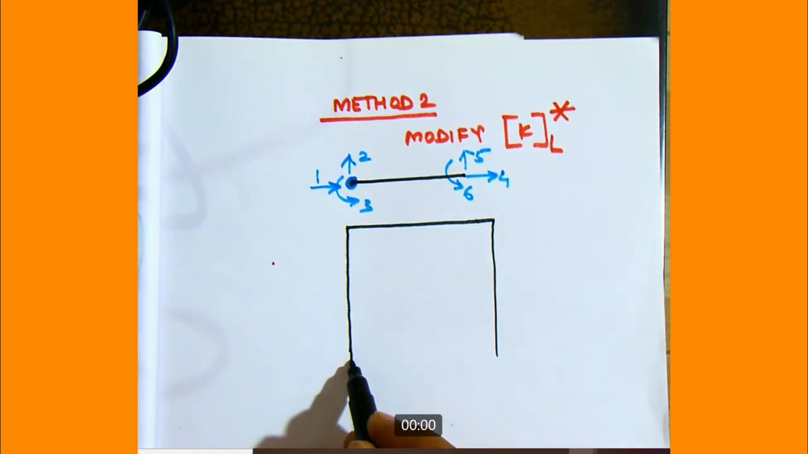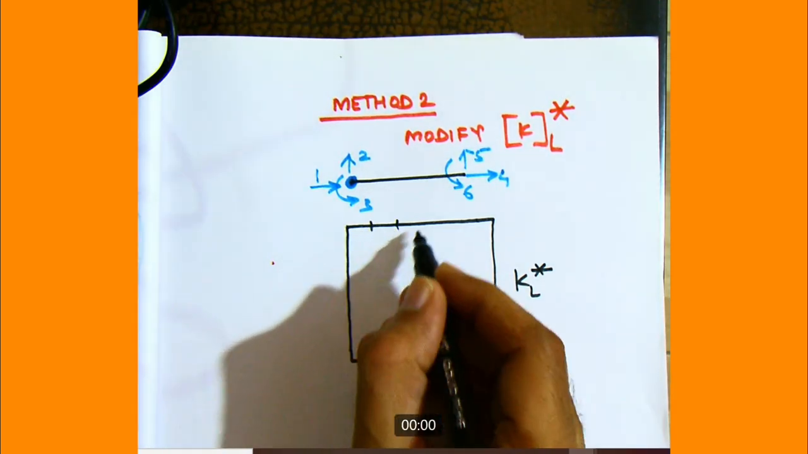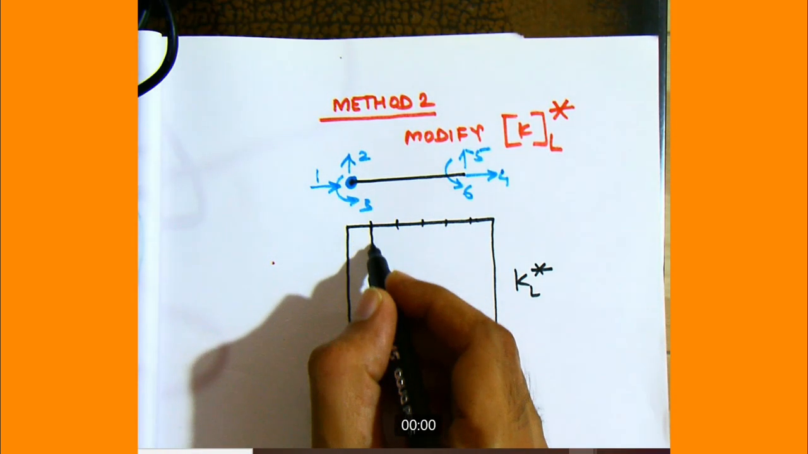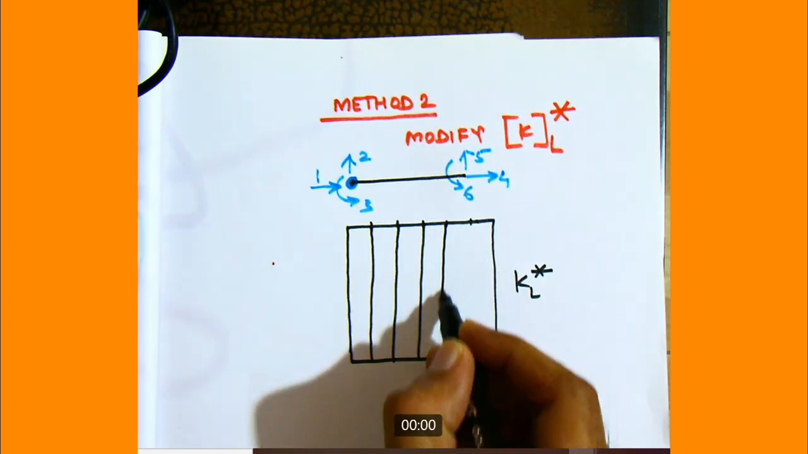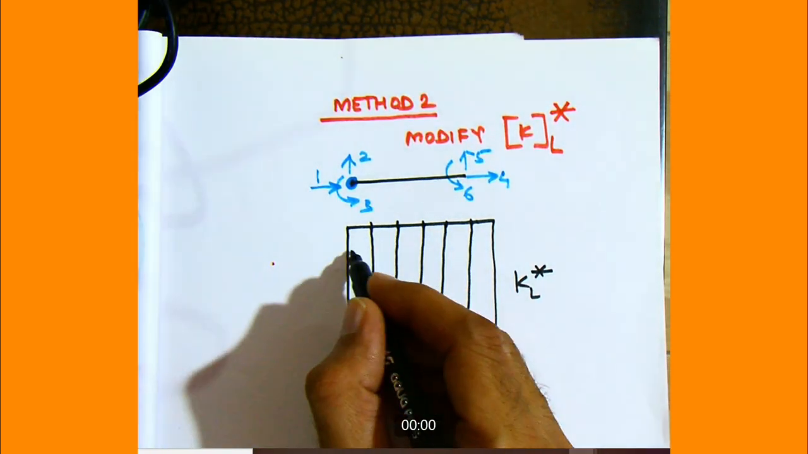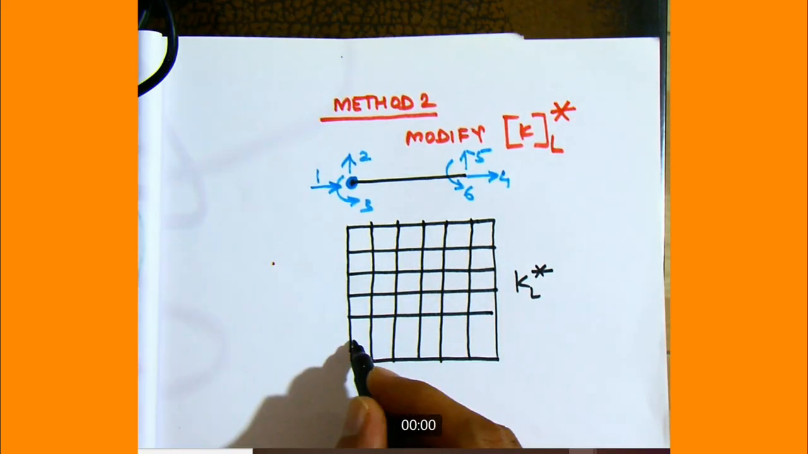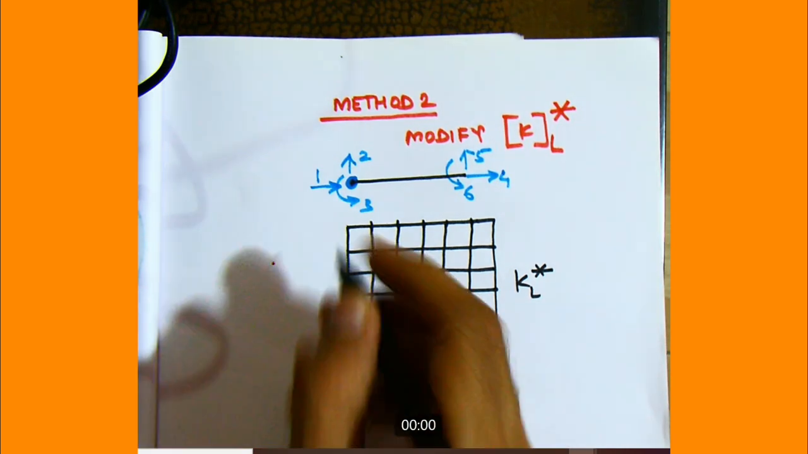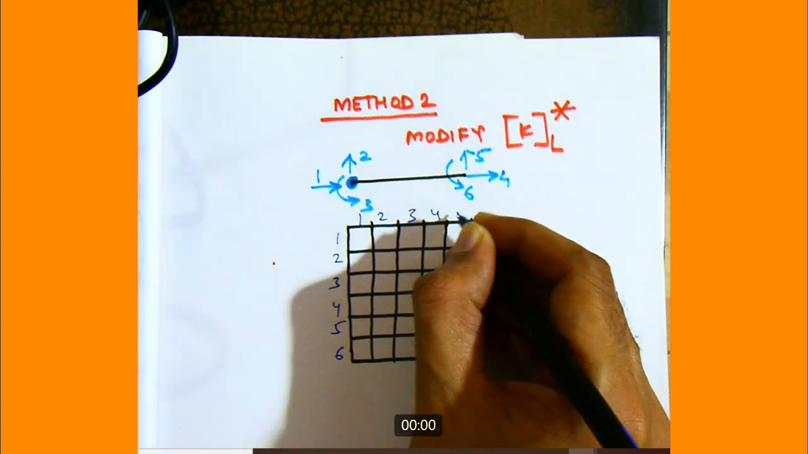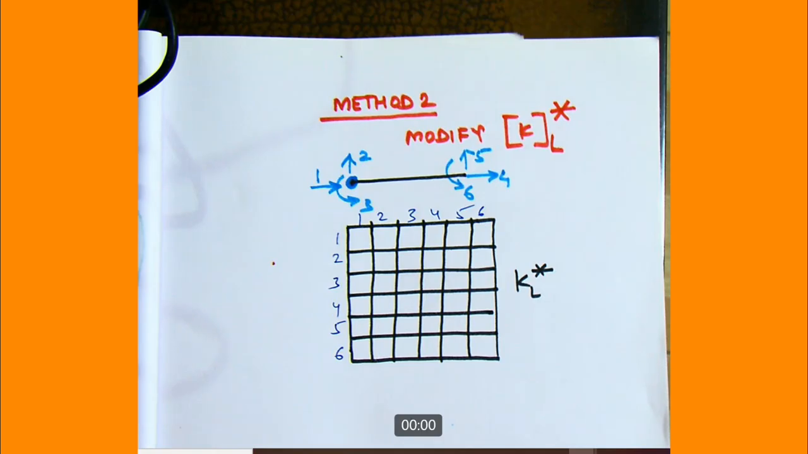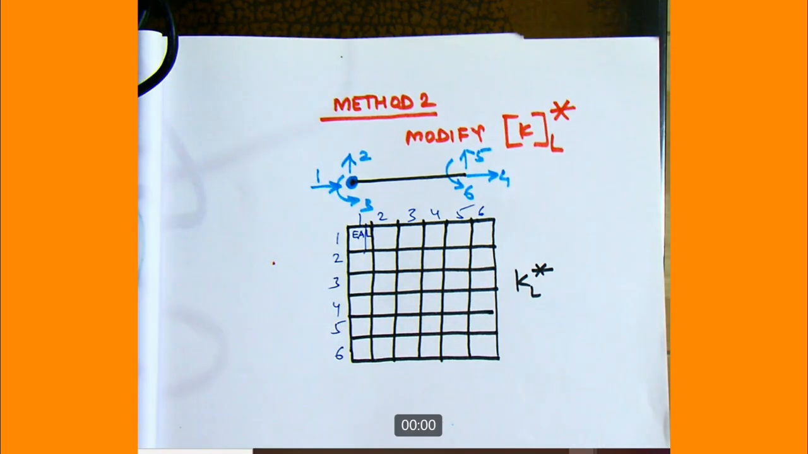KL star. 1, 2, 3, 4, 5, 6, and this side also 1, 2, 3, 4, 5, and 6. So I just label here 1 2 3 4 5 6 and 1 2 3 4 5 6. So the members will be different. Here will be EA by L, this is EA by L, and all others 0. Here minus EA by L.